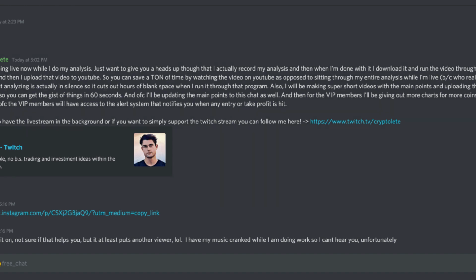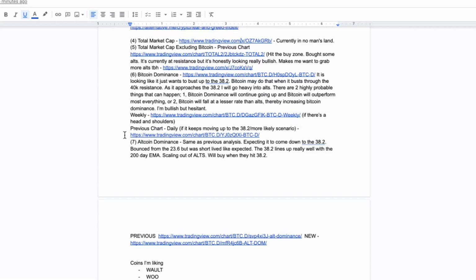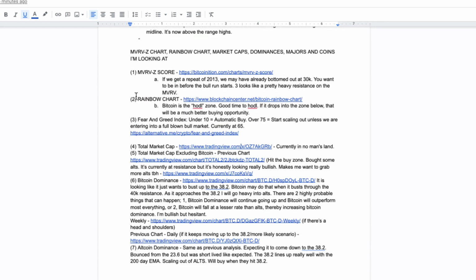But this whole entire analysis, like honestly, this is my analysis. Let me see if I got this right. MVRV score, rainbow chart, fear and greed index, total market cap excluding Bitcoin. Hold on a second. Okay.